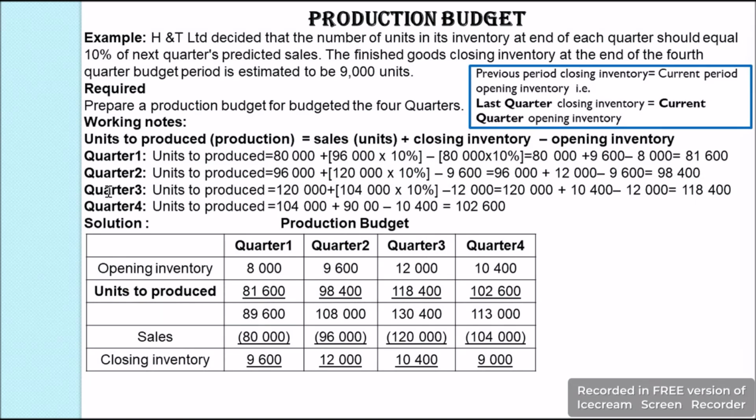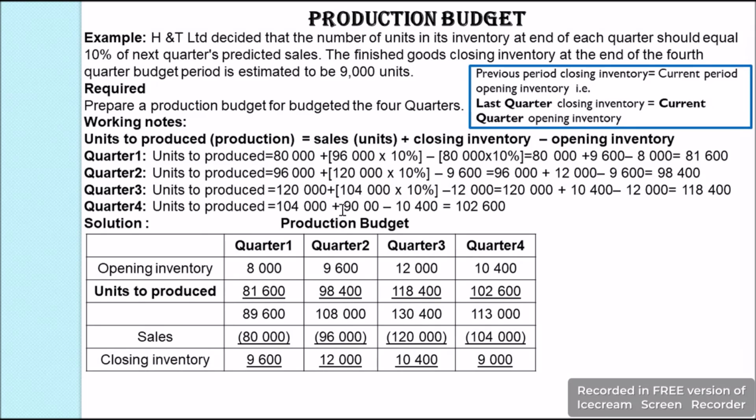Then for the third quarter, again units to be produced will be equal to the sales unit, which is 120,000 units, plus the closing inventory, 10% of the next quarter's predicted sale. So again in the sales budget we have calculated the next quarter's predicted sale as 104,000 units. 10% of this will be 10,400 units, and here again the opening inventory will be the closing inventory of the last quarter, which is 12,000 units. So it will be 120,000 plus 10,400 minus 12,000, which will be equal to 118,400 units.